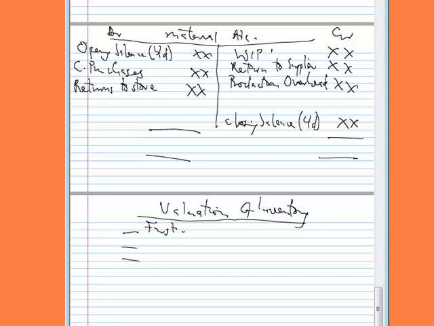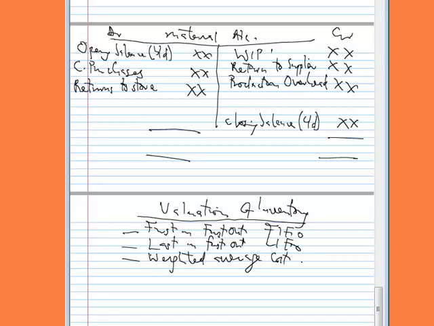We have first in, first out, which is known as FIFO. We have last in, first out, which is known as LIFO. And then we have weighted average cost method, which is known as AVCO. So these are the 3 methods of valuation. Other methods exist, but these are the 3 we are going to talk about.